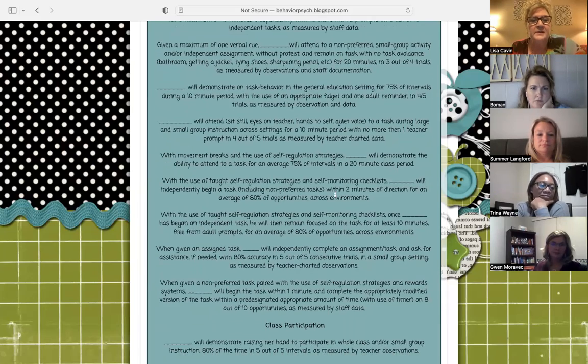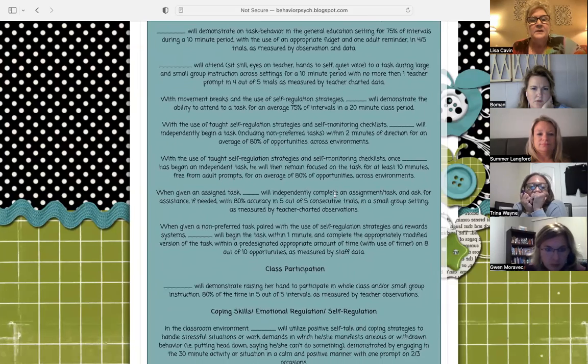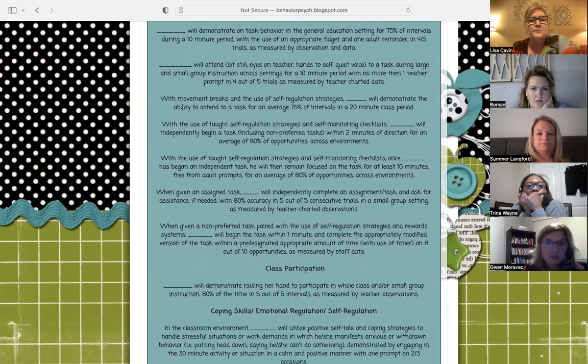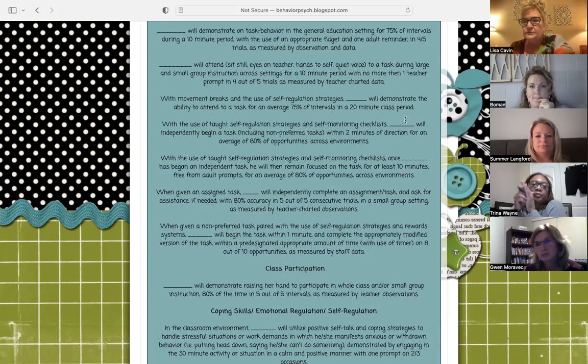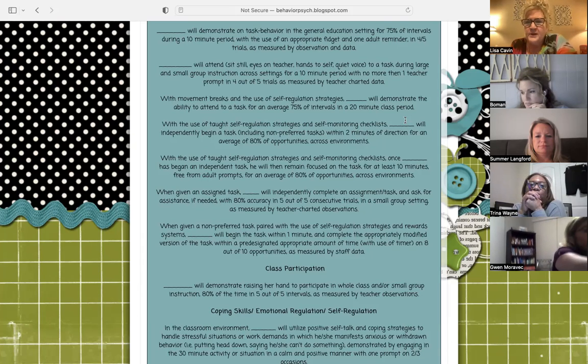Okay, let's scroll down. We were talking about movement a while ago. Here's one. With movement breaks and the use of self-regulation strategies, the student will demonstrate the ability to attend to a task for an average of 75% of intervals in a 20-minute class period. I always think it's interesting to imagine how we would actually measure some of these things. And if you can't imagine how you would measure it, then it's probably not a very good goal. If it's not easy to measure through progress monitoring, then you don't want to adopt it as a goal.